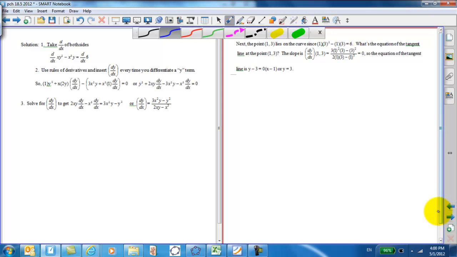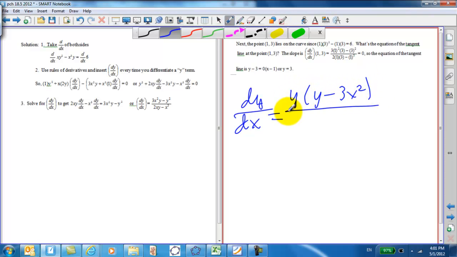Now, the point (1,3) lies on that curve. What is the equation of the tangent line at the point (1,3)? The slope is, for (1,3), you've got to put 1 and 3 both in the equation. And so, let's look at our equation again. We had dy/dx equals y times y minus 3x squared, all over x times 2y minus x squared.